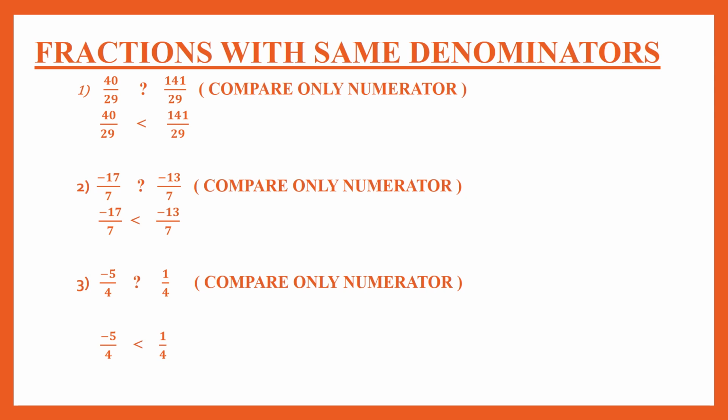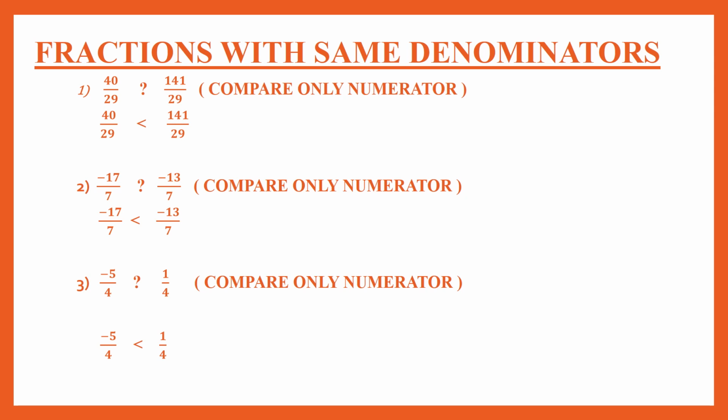Let's consider the second example. Minus 17 upon 7 has to be compared to minus 13 upon 7. Look at the denominators again. 7 is the common denominator in both the fractions. Therefore, we compare only the numerators in order to compare these fractions. So, if I have to compare minus 17 with minus 13, minus 17 would be lesser than minus 13 because minus 13 is closer to 0, more to the right side of the number line. Therefore, minus 17 upon 7 is lesser than minus 13 upon 7.